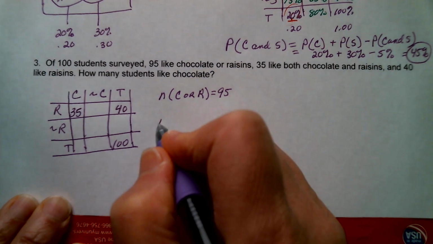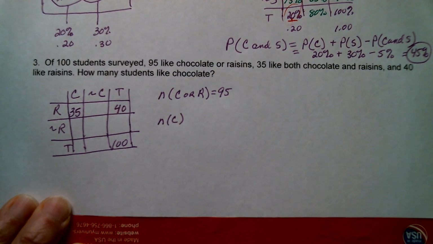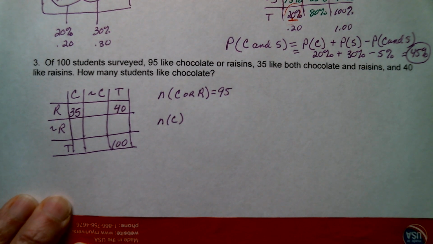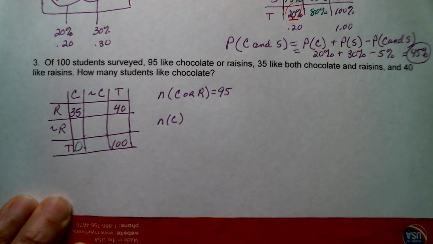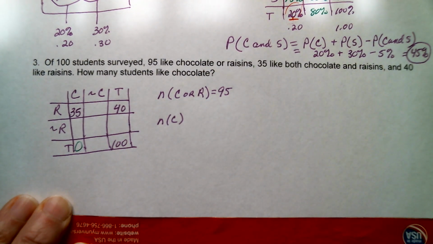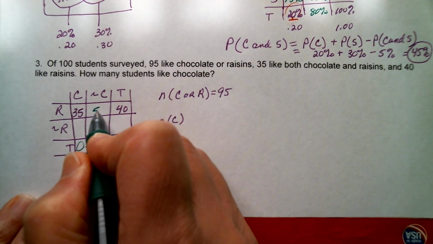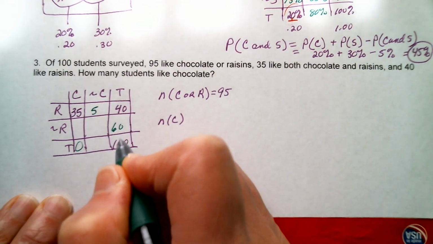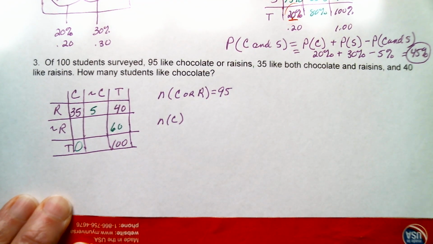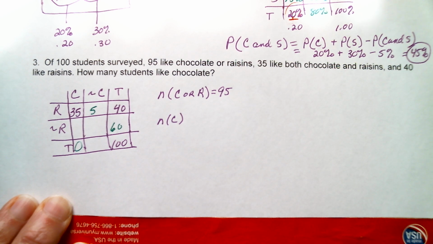So we're looking for the number that like chocolate. How many? It's not a probability, it's a how many. So I'm looking for this here. Okay, so I know that this is 5. This has to be 60. 40 plus 60 is 100. And I almost feel like I'm stuck now. I don't see where I can find anything else from the table.